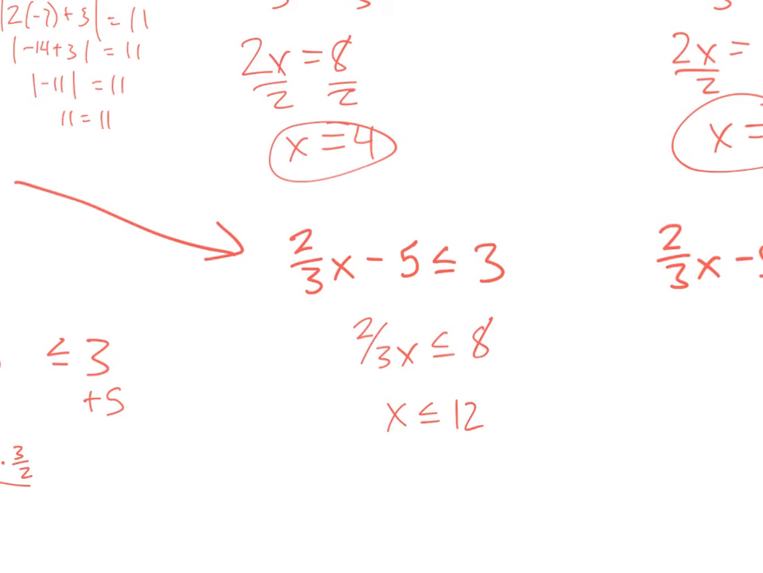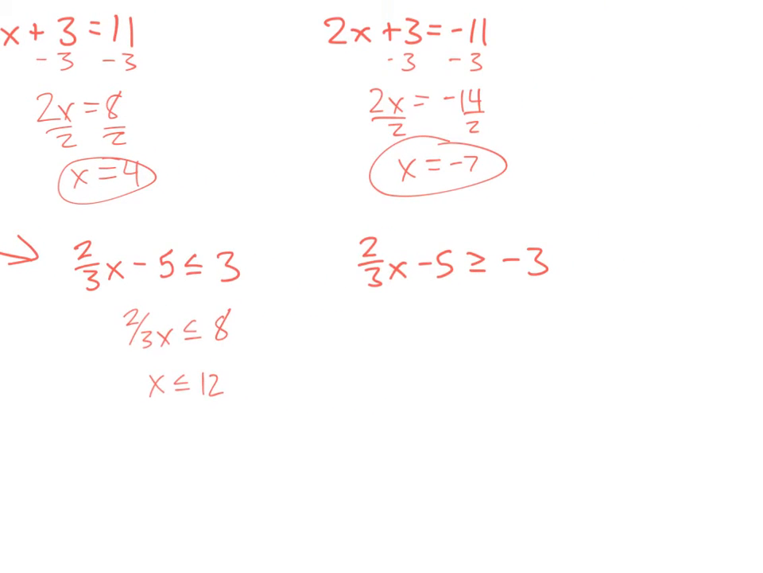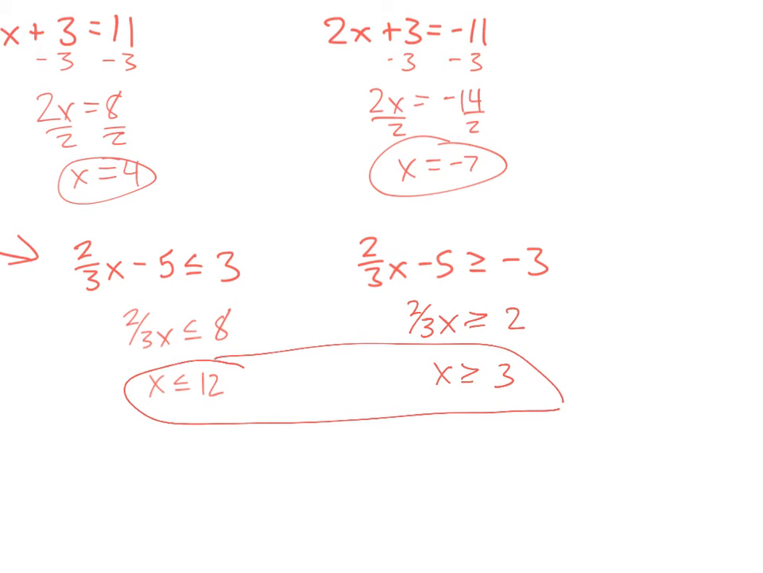And you'll get x is less than or equal to 12. On the other equation, add 5 to both sides and then multiply both sides by 3 over 2 and you'll get 3. And this is sort of your answer. That's just not the best way to write it. Since x is greater than 3 and less than 12, that means it's between 3 and 12. It's greater than a small number and less than a big number.